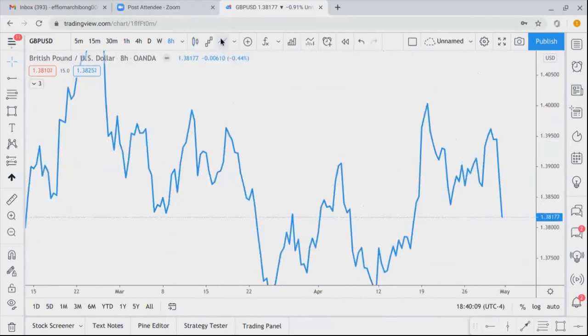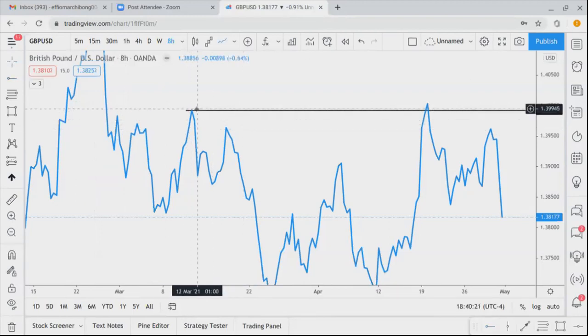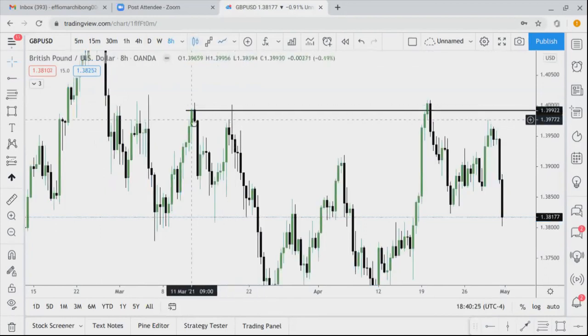So I'm going to drop this right here. That was the highest point. So I'm going back to the candlestick, right here, the highest point here. The market came here.